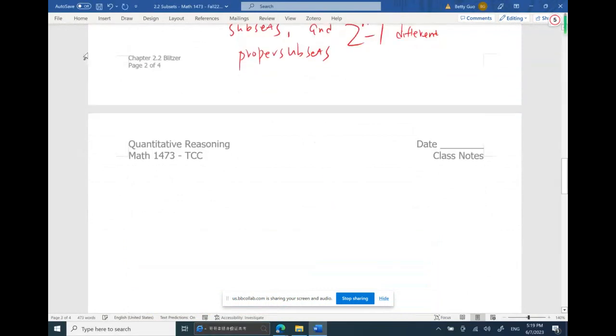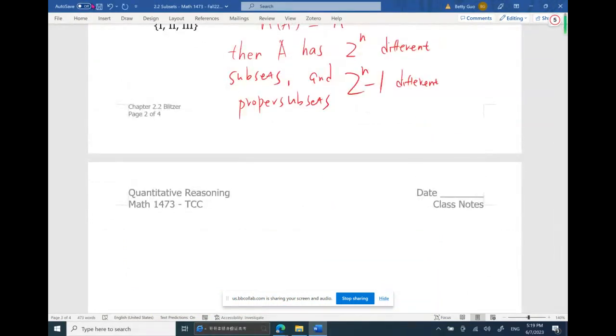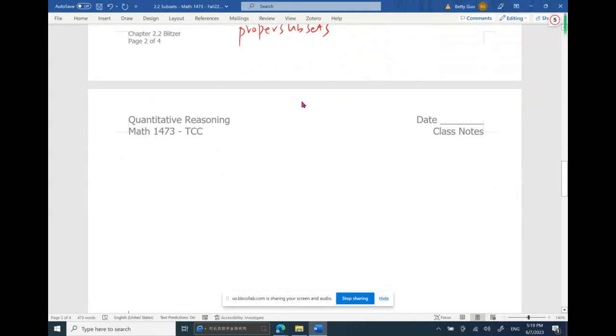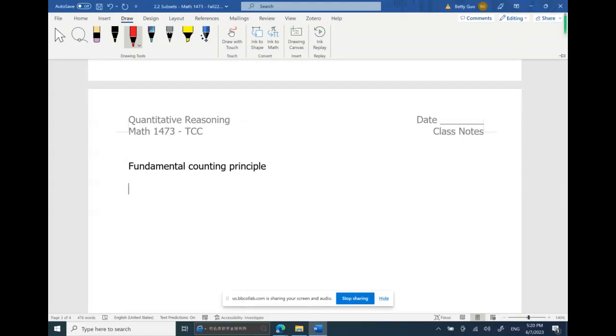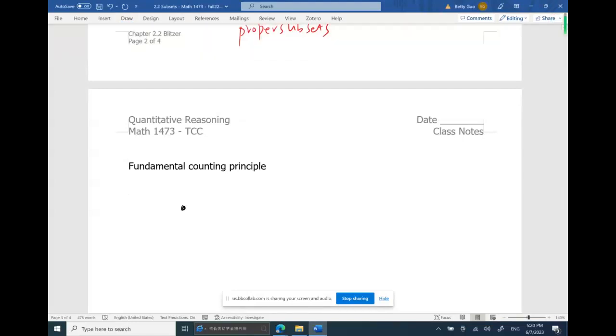In order to explain why, if a set has n elements, then it has 2 to the power of n distinct subsets, we want to start from the famous fundamental counting principle, okay? And I want you to please connect the fundamental counting principle with one simple example. Whenever you think about it, you think about this example and you know what it is.